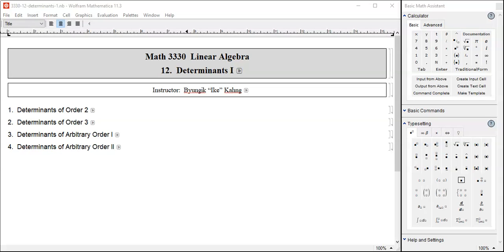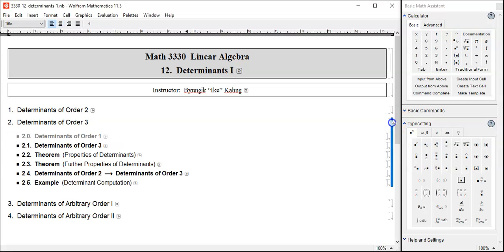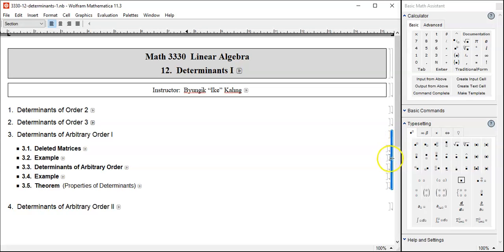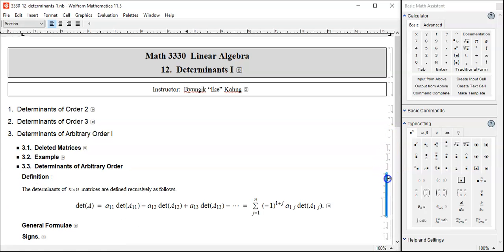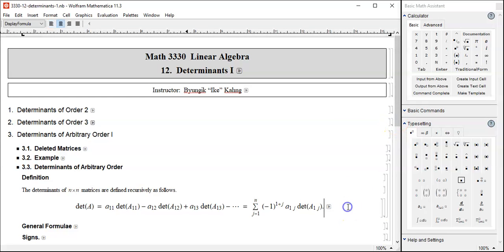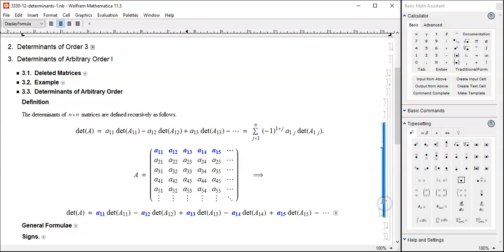Hello students, welcome back. Let us resume our discussion in section 3. Previously, we defined the determinants of arbitrary order, and here's the definition. It's a recursive definition. How did we do it?